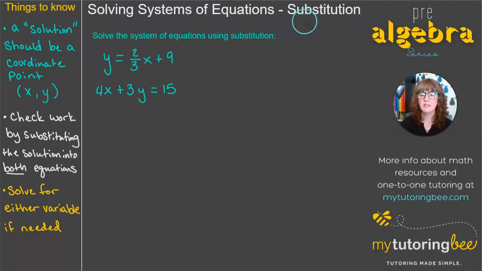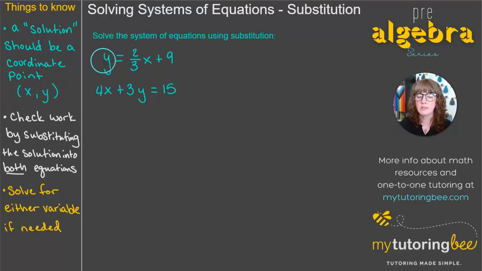So we are being asked to specifically solve using substitution. So when we are using substitution, keep in mind that our y values and our x values should be the same. So if y equals 2/3x plus 9 in this first equation, then it also equals 2/3x plus 9 in this second equation. So that's where we get the substitution name from.